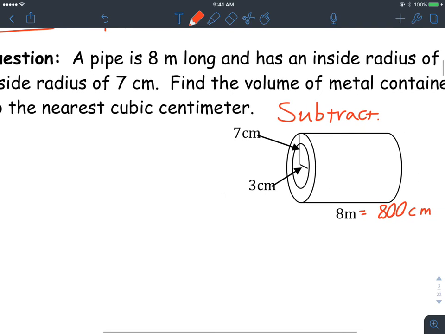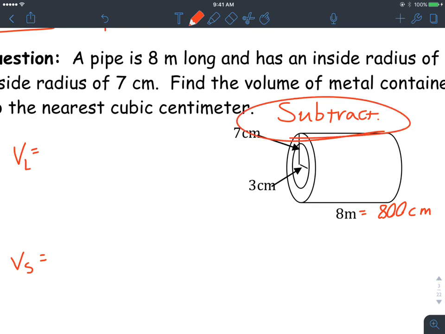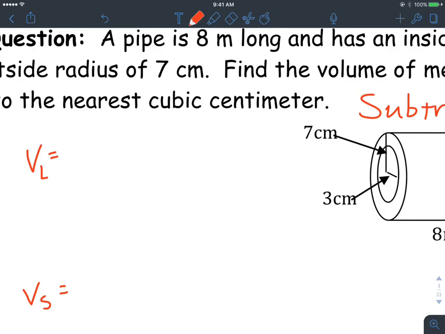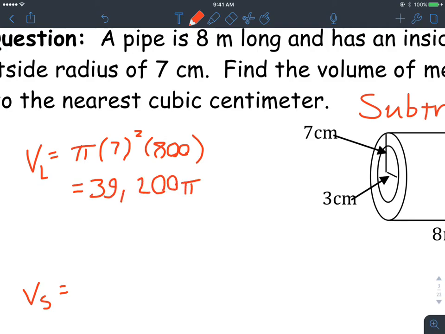And then now we can go and find all your volumes. So the way I kind of classify this, I'll say the volume of the large part of your cylinder and the volume of the small part of your cylinder, and then we're going to go back and subtract the two. So we'll go ahead and punch that out here. So the volume of the large, we want to use that radius of 7, so we'll go pi, and then r squared, so 7 squared, and then times the height, which remember we changed to 800 centimeters. And whenever you punch that all the way out, you're going to get this kind of a large number, 39,200. And we're going to leave pi in our answer.